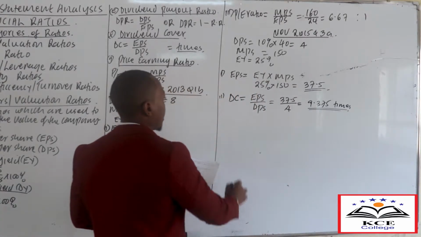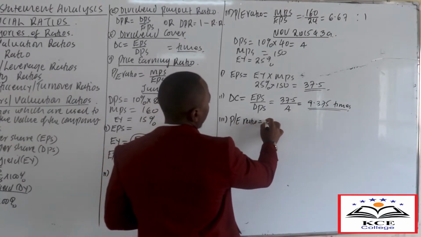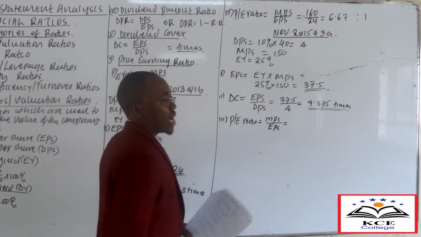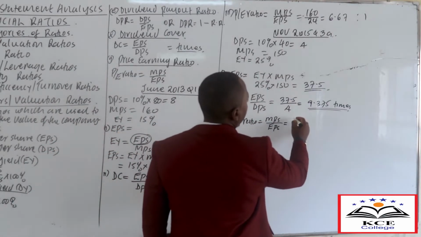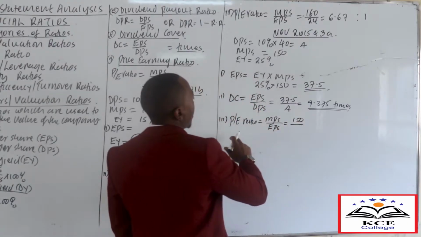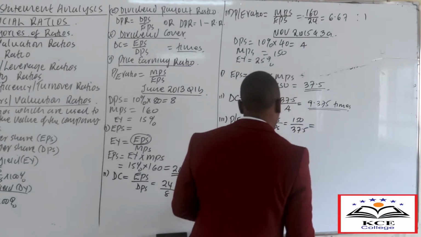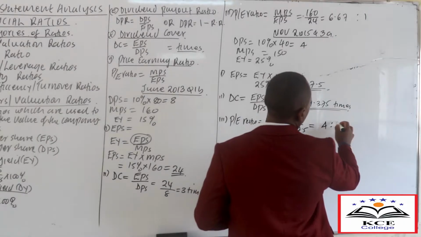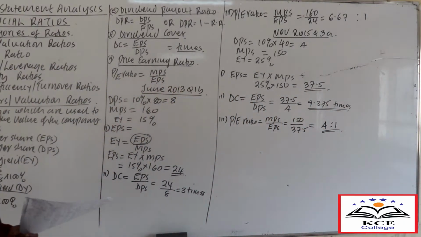And lastly is the price earning ratio. Price earning ratio is the market price per share over earnings per share. The market price per share is 150, and the earnings per share is 37.5, which gives 4 to 1. That's the price earning ratio. So that's how you determine that.